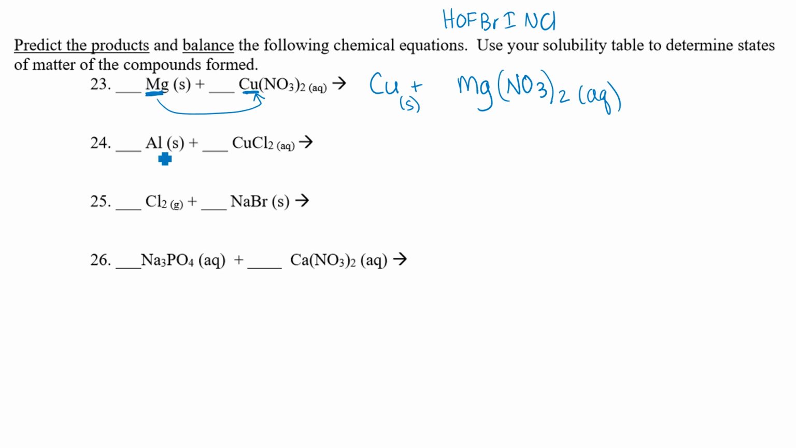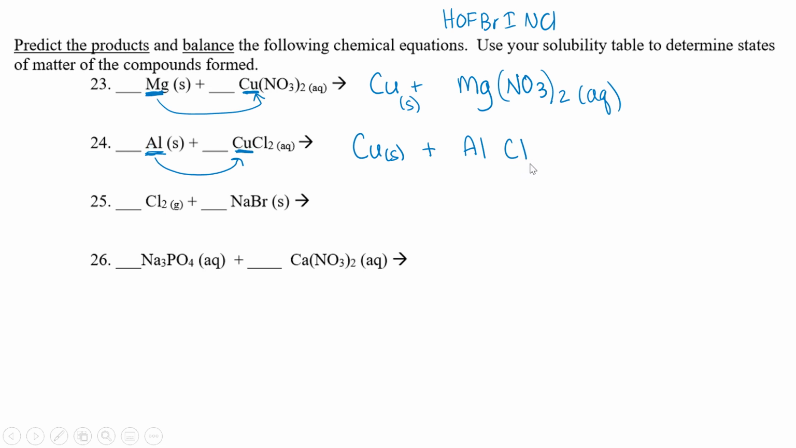So aluminum is a metal, so it's going to switch places with the metal in this compound. That's how single displacement reactions work: the metal switches places with the metal. And so now, again, we form solid copper. And then the aluminum now combines with the chloride. Notice I didn't write Cl2 because now it's not by itself anymore. It's part of a compound.